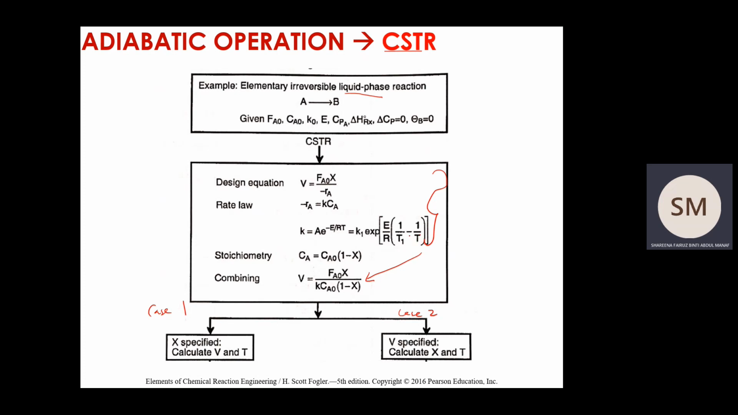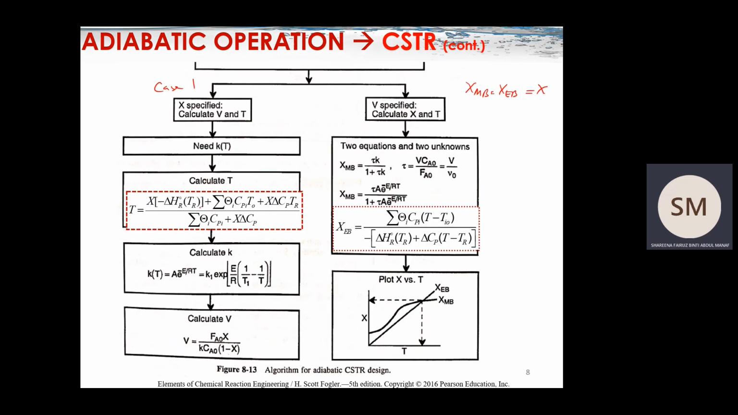So how do you calculate the T here? This T is usually referred to the initial one, T0. So you have to refer to the energy balance equation, the one that you already rearranged. Once you have the T here, you just put it into the rate constant calculation equation and you will be able to get the rate constant value. Once you get the rate constant value, you will be able to get the volume. You know k, and you have the value of X, and given F_A0 and C_A0, automatically you can get V.